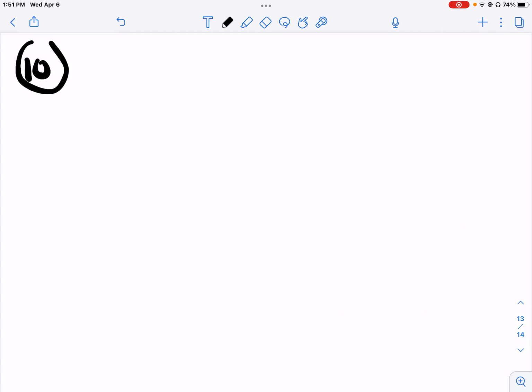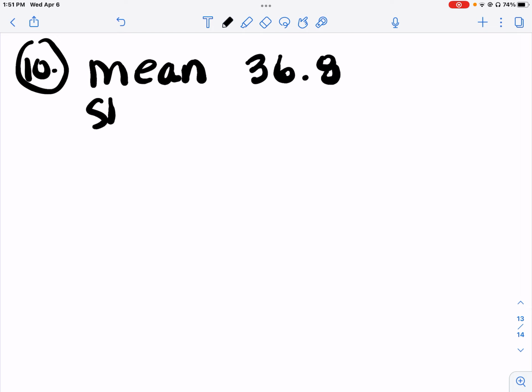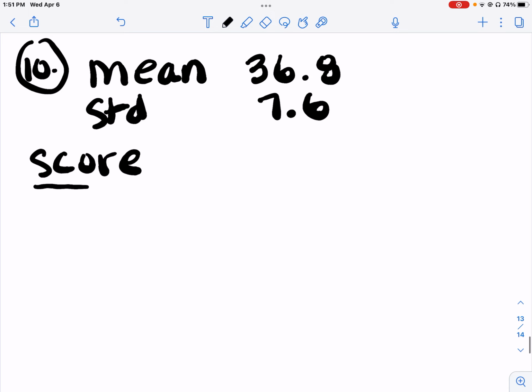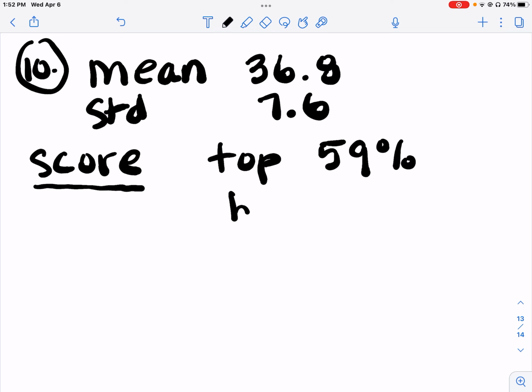Number 10. Scores are normally distributed, mean of 36.8. Circle it. Standard deviation, circle it. Now this one's worded a little differently. Find the score. That's not plural, means one answer. That separates the top 59% from the bottom 41%.